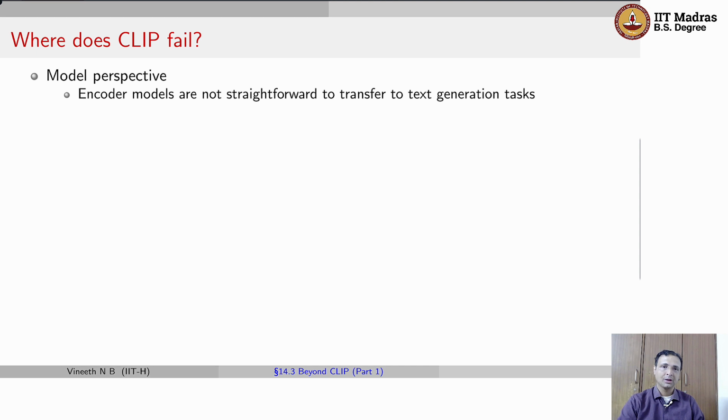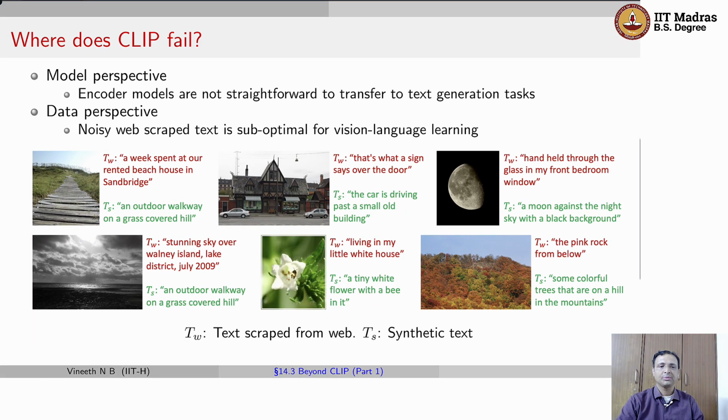Firstly, the objective of CLIP was to learn good image language joint representations. However, such encoder models may not be easy to transfer to text generation tasks where, say, you have to generate a caption based on a given image.